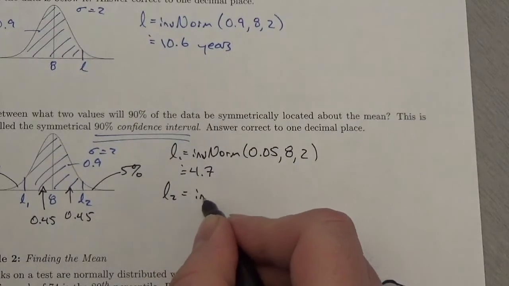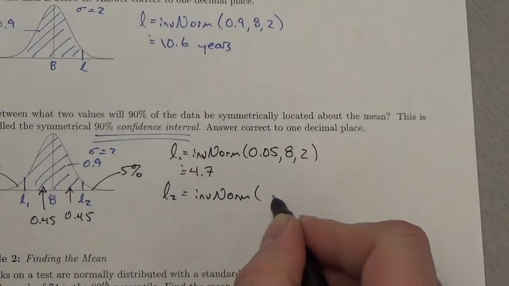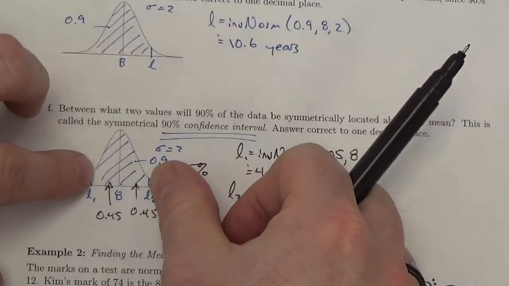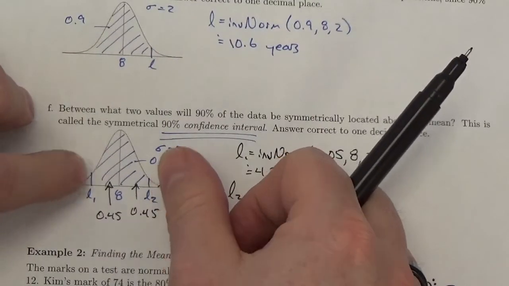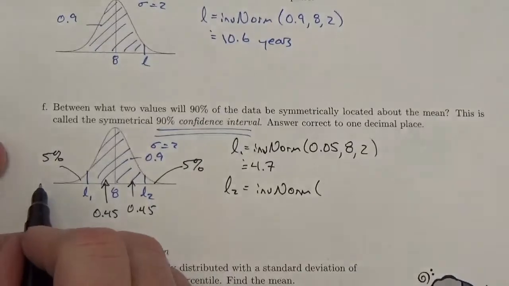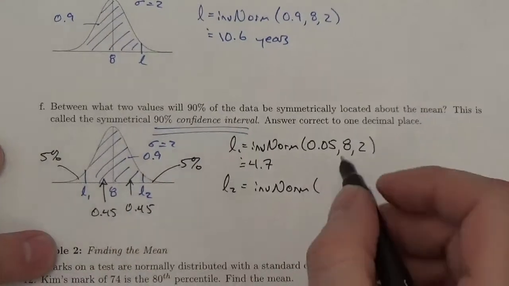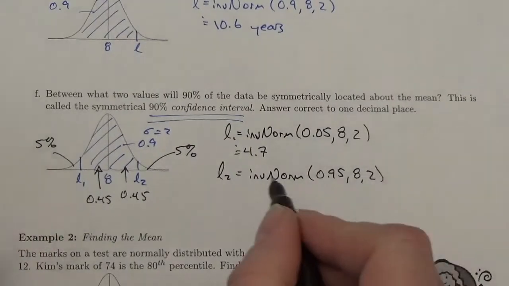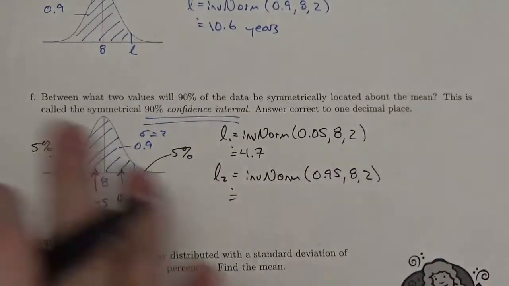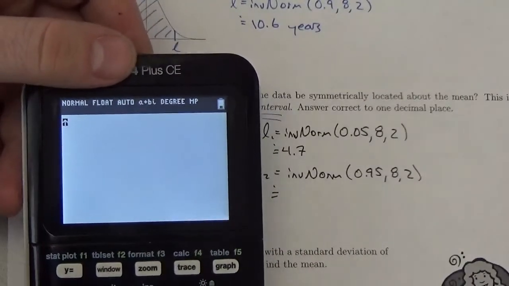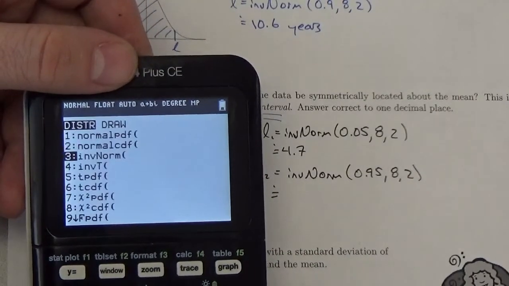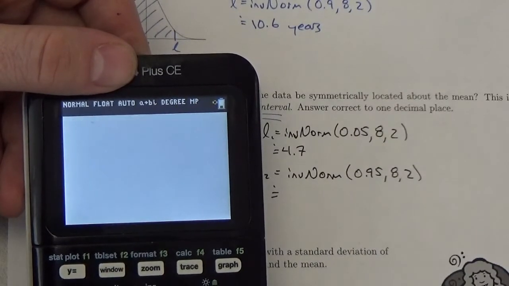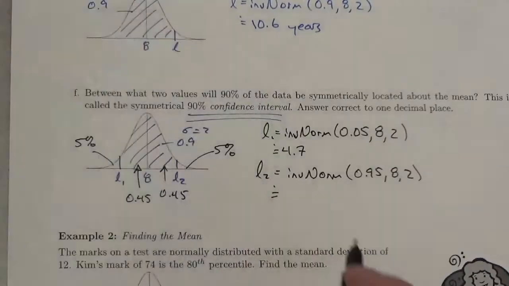L2, on the other hand, is going to be the inverse norm. Well, it's not going to be 0.9. In between these two is 90%, but there's this little bit more here. So that means from the far left all the way up to this point is actually going to be 0.95, comma 8, comma 2. So pull out the calculator. Inverse norm, 0.95, comma 8, comma 2. And I get 11.3.